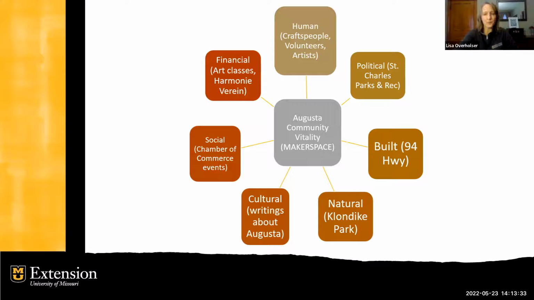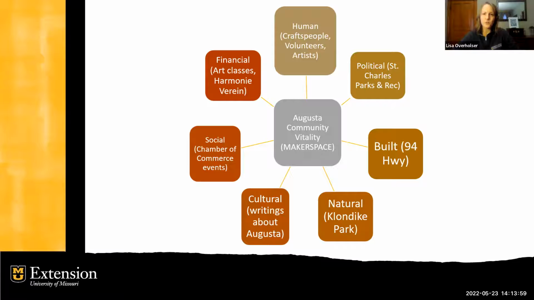For built capital, it does run right along 94 Highway, which is a rural highway. It goes by Augusta. It's one of the main ways into Augusta, but it also provides an entry point into Klondike Park. For political capital, one thing they said was they had a very hard time connecting with people at the county government level. So they listed that as an asset that they would like to utilize and leverage.